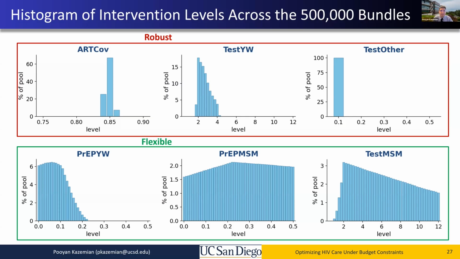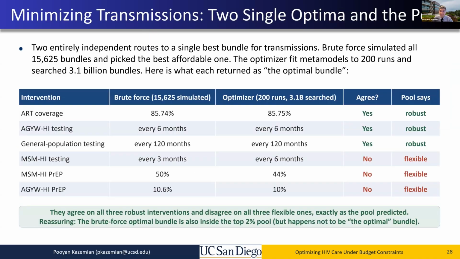All right, so moving to the next slide here, I'm comparing the optimal solution that we find using the brute force approach versus what we find using the optimization approach. The first column gives the optimal solution using exhaustive search, doing 15,000 simulation runs, and then looking at the solution which has the lowest number of transmissions. And the other column is the result of only 200 simulation runs, and then fitting meta models on those 200 runs, and then doing the optimization approach.